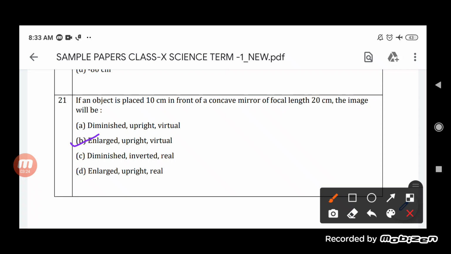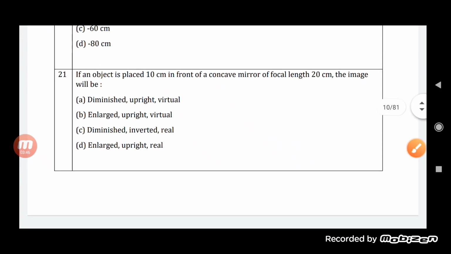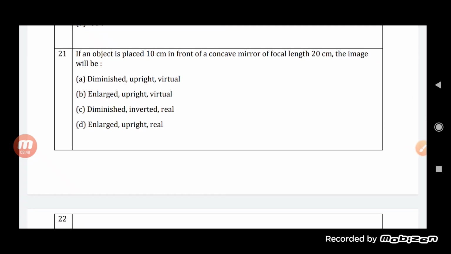Now check the other options also. Diminished, inverted and real: the image formed here will not be an inverted one, it will be an erect one. And finally, enlarged, upright and real: the image will be enlarged, upright but not real, it will be a virtual image because the image is formed behind the mirror. So in this case we have seen that the object is kept between pole and focus, that's why the image is formed behind the mirror.